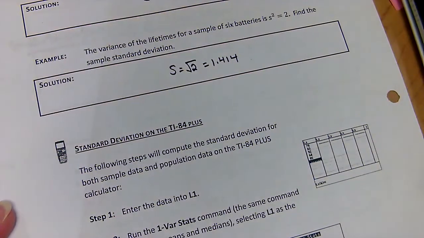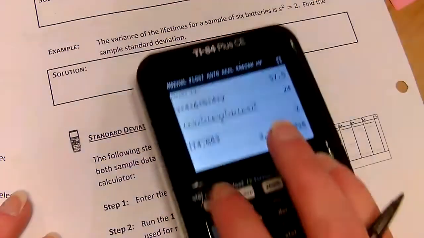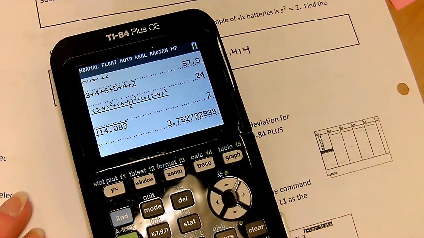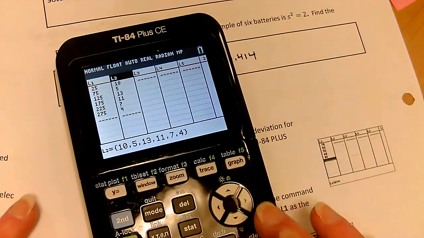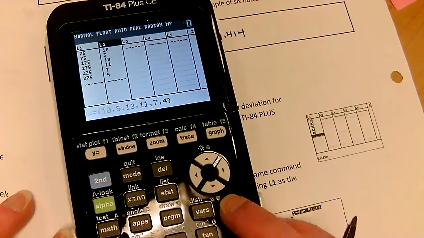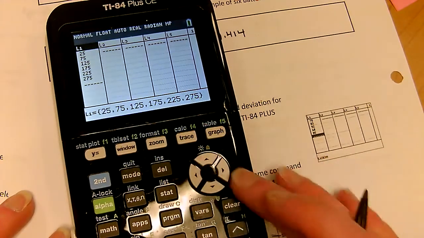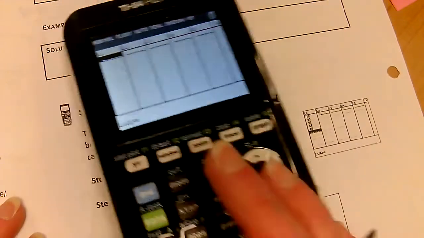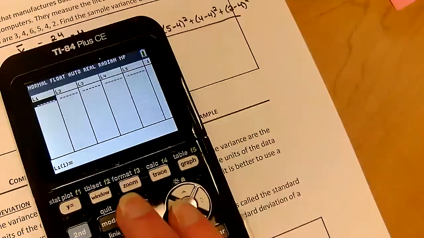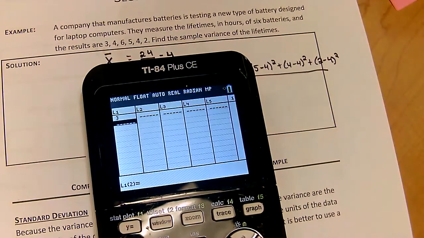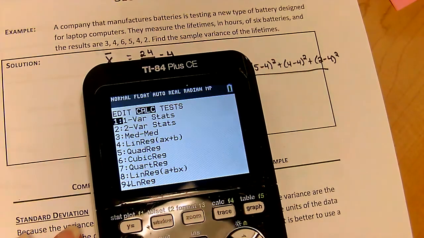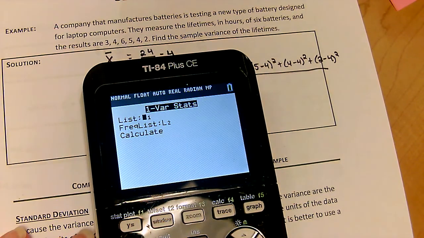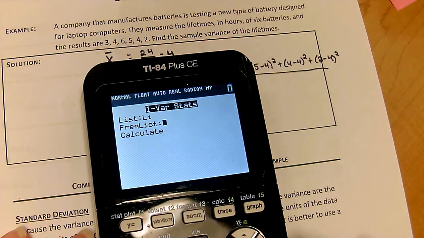Now we can also do this in the calculator. So I'm going to take that sample data that we had. Now I have stuff in my list, so I'm going to go up to the title and press the clear button, and that clears it out. Let's type in that data from the batteries, since it's a little bit faster. 3, 4, 6, 5, 4, 2. When I go to my calculations, one variable statistics, this time I do not have a frequency table, so I'm going to clear that out.